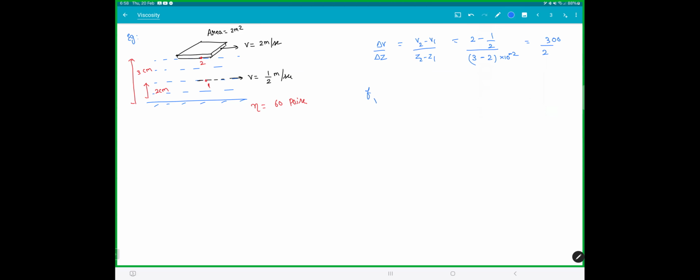So viscous force will be eta A dV by dZ. The minus sign indicates direction, so I will not write it. So eta is 6, area is 2, and this is 150. How much is this? 150 into 6, 1800 newtons. Is that making sense, everyone?